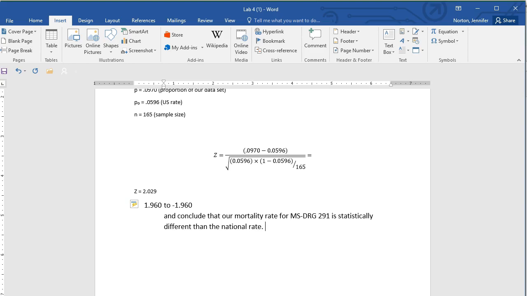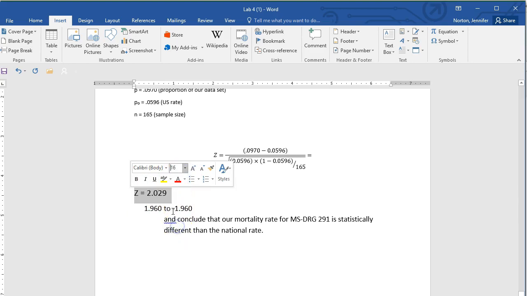So we can see here, for this, our z-statistic, let me make that a little bit bigger too. Once you've done your calculations, we can see that our z-statistic is 2.029. That is greater than the 1.960. So this is our okay range. If it falls within this range right here, the 1.960 to negative 1.960, then we would say they're statistically the same. If it falls outside of that range, then we're going to conclude that it's not statistically the same.